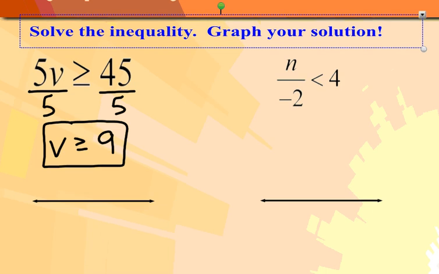If they ask you to graph it, you draw a number line, you put down a mark. The most important number here is the number 9. I put a circle around it. I want all the values that are greater than 9.